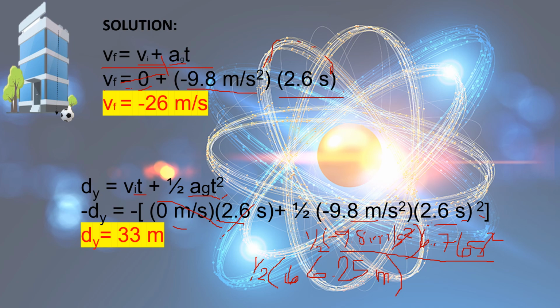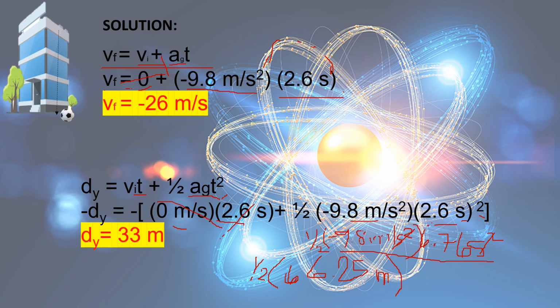Next step is 1/2 times 66.25 or 66.25 divided by 2. The answer is 33.12. So, pwede natin siya i-round off na lang into 33 meters. So, the height of the building is 33 meters. So, that's how you solve projectile motion problems. So, if you have questions, you can PM me and ask for any clarifications.